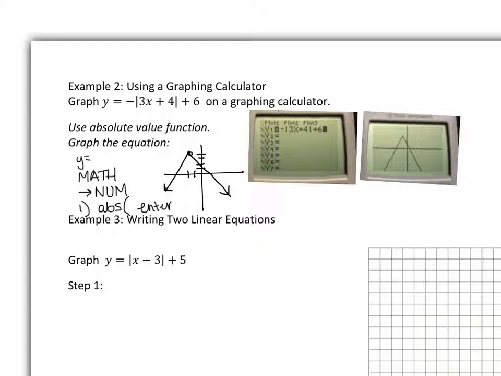It doesn't have to be exact, but the vertex should be about in the right place. It should be pointing up or down, depending on whatever it is. And then it should cross the axes at about the right place. Okay, doesn't have to be perfect.